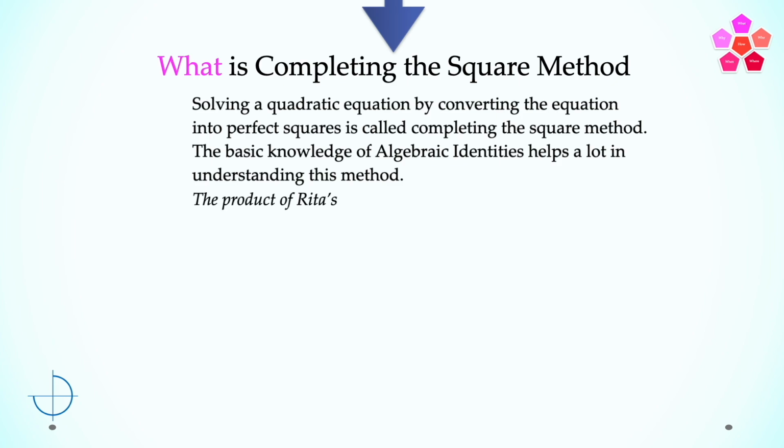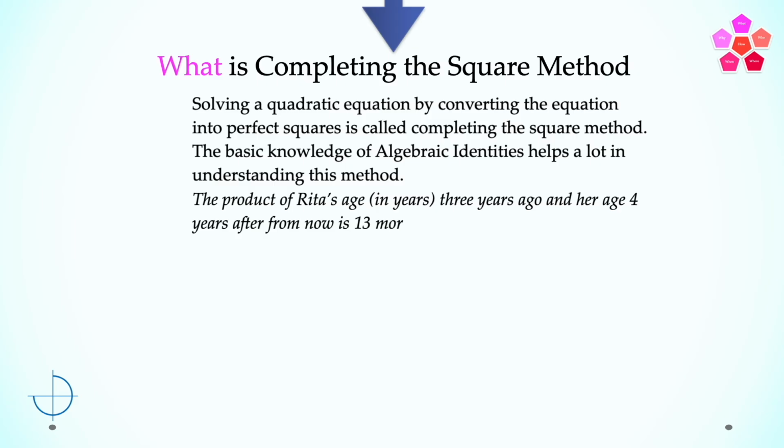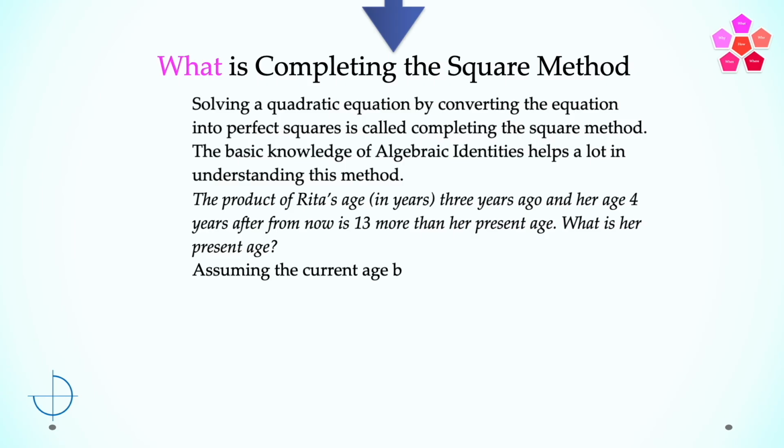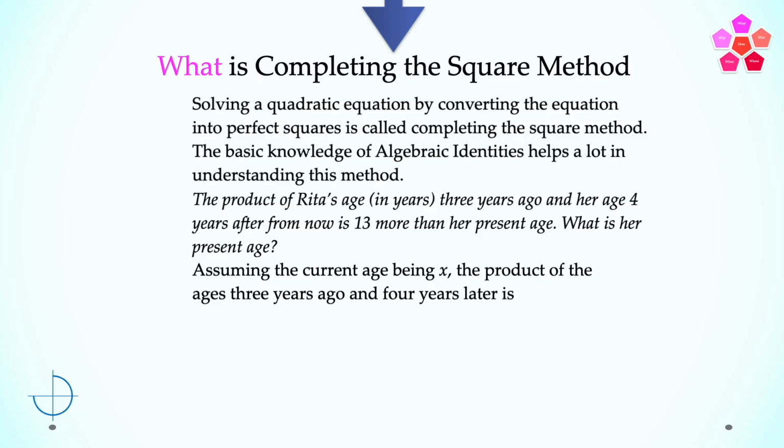The product of Rita's age 3 years ago and her age 4 years after from now is 13 more than her present age. What is her present age? It sounds confusing, but it's actually very simple. Assuming the current age being x, the product of the ages 3 years ago and 4 years later is equal to x minus 3 as a whole multiplied by x plus 4. 13 more than her present age is equal to x plus 13.